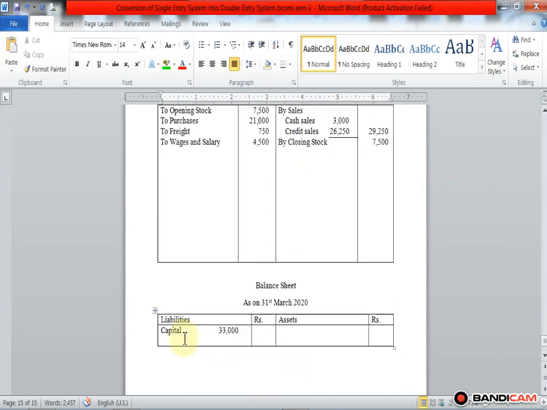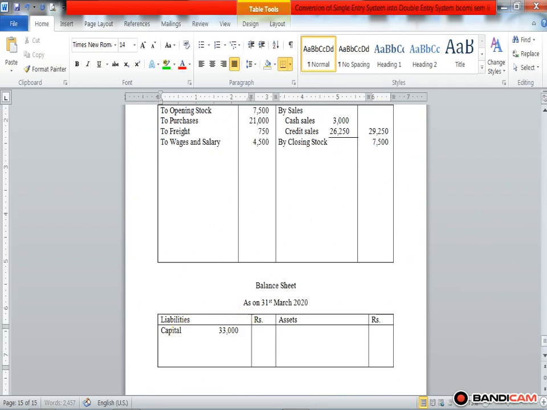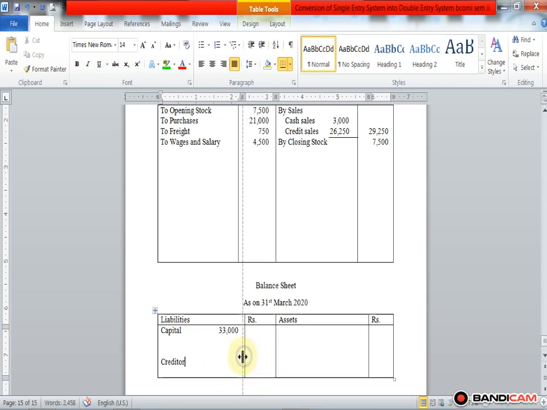Of the organization. So here creditors, and directly we write the amount in the outer column, that is 6,000. Okay, got it. So the creditors closing balance is transferred.